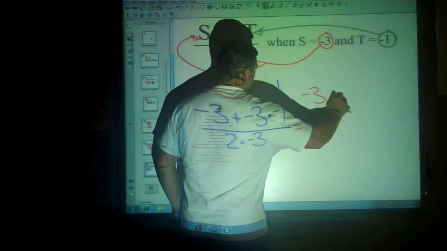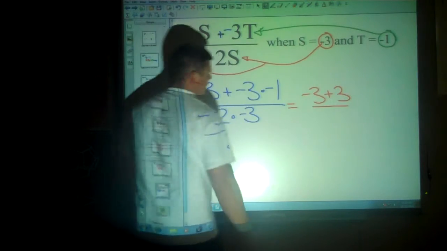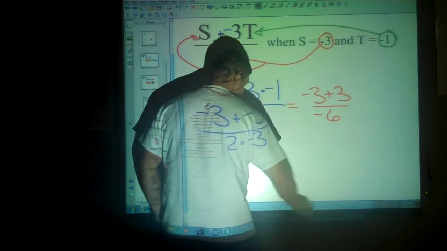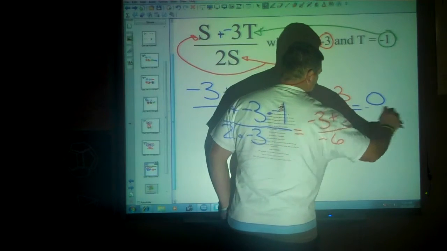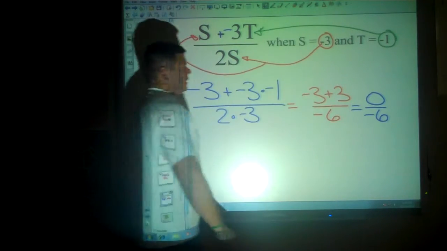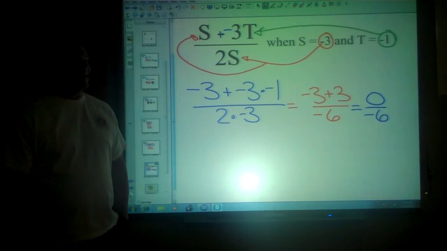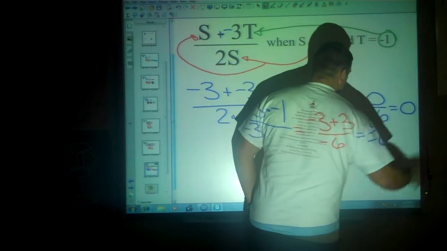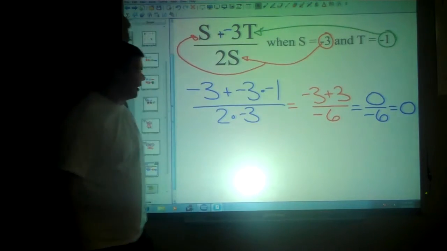You now have -3 plus a positive 3 on top. And you have a positive times a negative, which makes a negative. But once you've added the tops together, which cancel out, you've got 0 divided by anything. And 0 divided by anything will be 0. So you have now evaluated it.